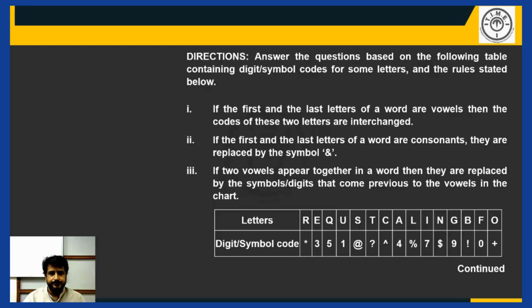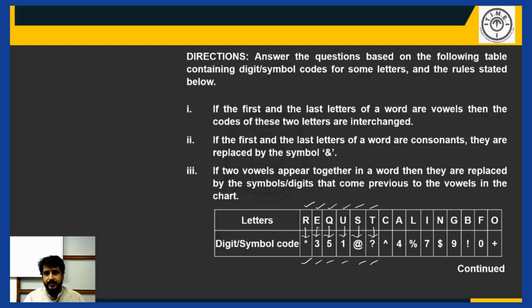6 to 10. Answer the questions based on the following table containing digit or symbol codes for some letters and the rules stated below. Letters ఏమి ఇచ్చారు మనకి? R, E, Q, U, S, T, so on. And what are the codes given? Star, 3, 5, 1, question mark and so on. So R code is star, E code is 3, Q code is 5, U code is 1, S code is, T code is question mark, and so on.